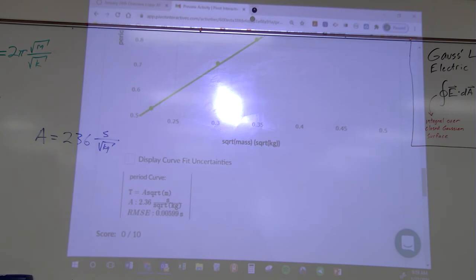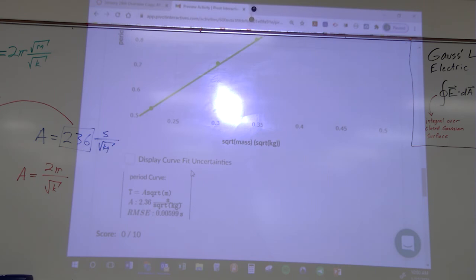So what I can do here now, I have a numerical value for the slope of this line, which I now know is exactly equivalent to 2 pi over the square root of k. I can set this number equal to this expression here. A, I know, is going to be 2 pi over the square root of k. And I can solve this for k now. So this is an experiment that I can use to determine the spring constant for that particular spring.